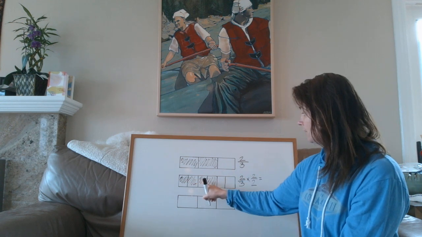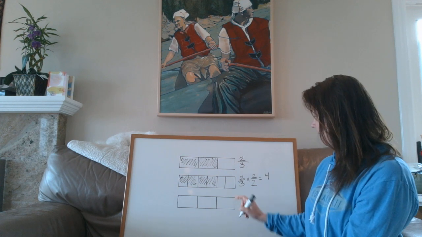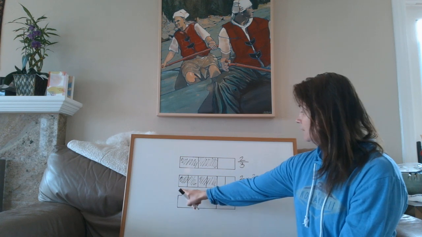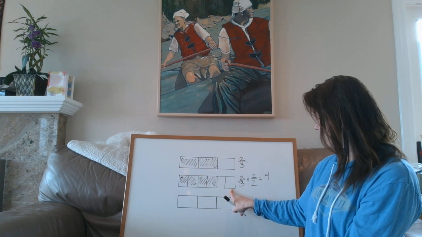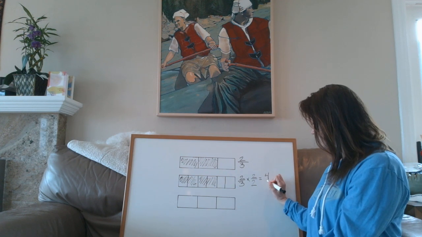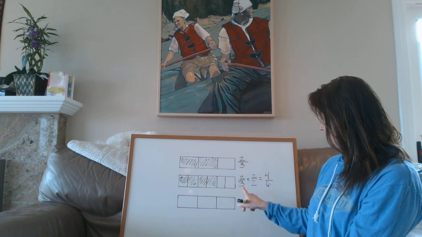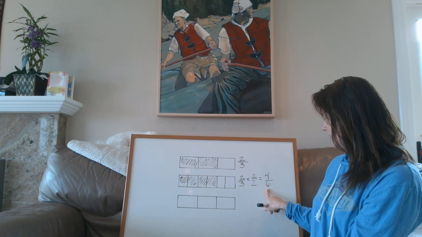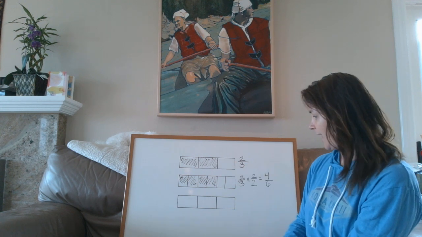The amount is the same, but our numerator doubled. There's now 1, 2, 3, 4, because 2 times 2 is 4. And our denominator doubled. 1, 2, 3, 4, 5, 6. There were 6 total spots, and 3 times 2 is 6. So 2/3 is equal to 4/6. And here's the visual for that.